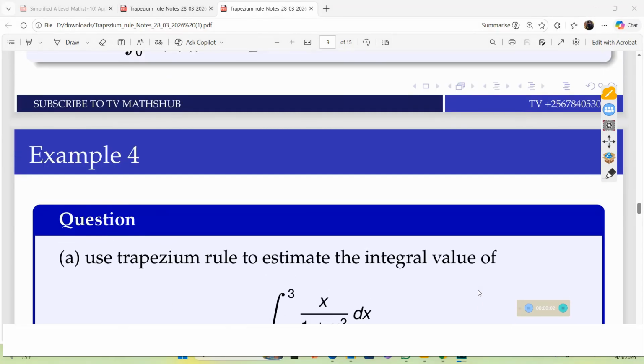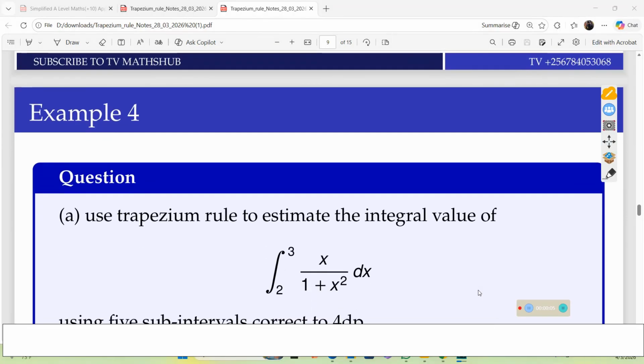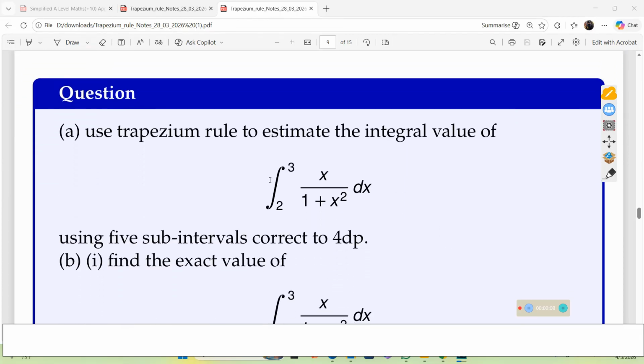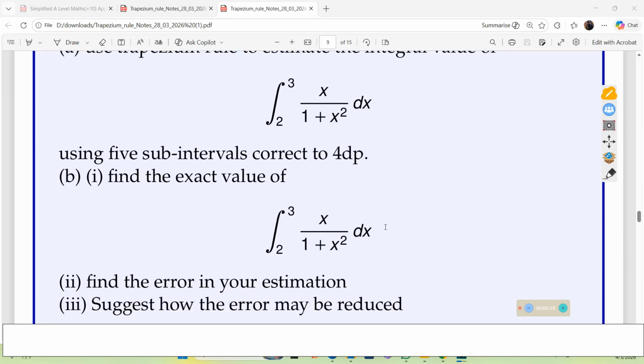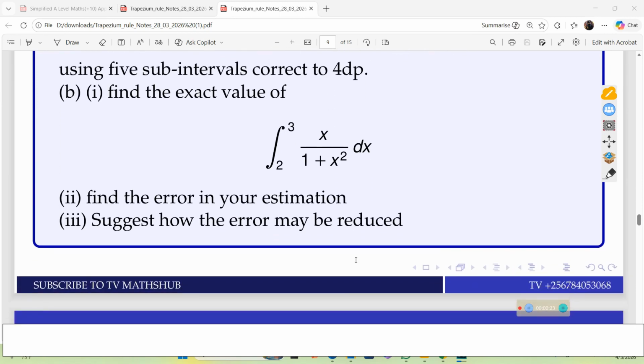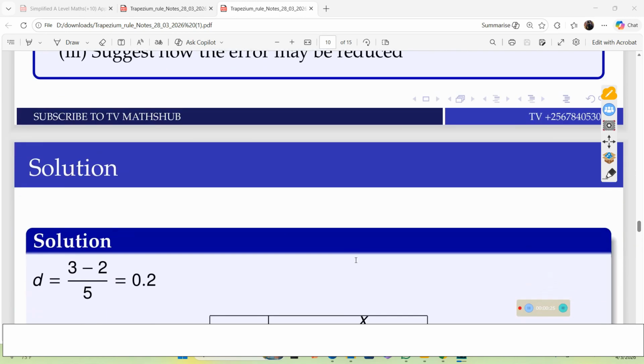Let us now look at example number 4, which says use trapezium rule to estimate the integral value of this using 5 sub-intervals, correct to 4 decimal places. Then next we need to find the exact value of this and find the error in your estimation and suggest how the error may be reduced. So we shall look at the solution.